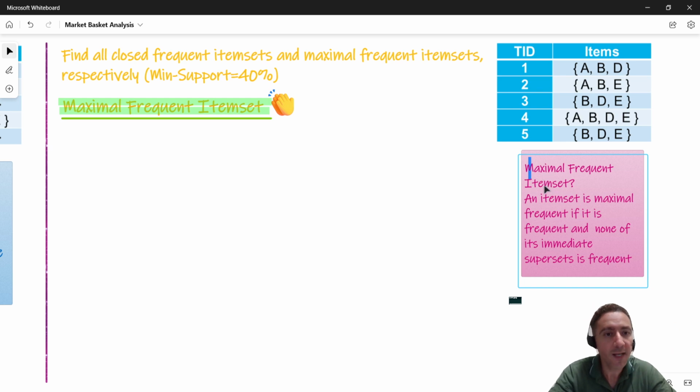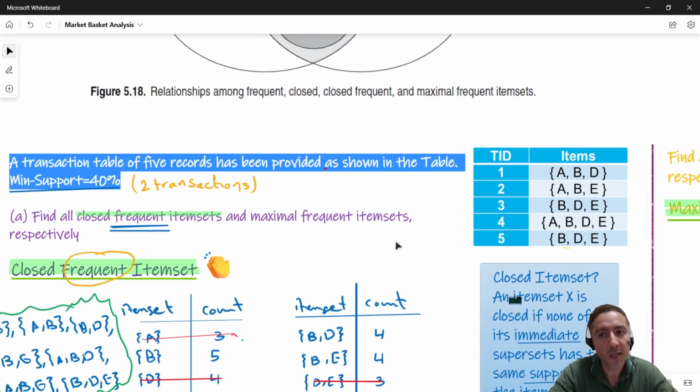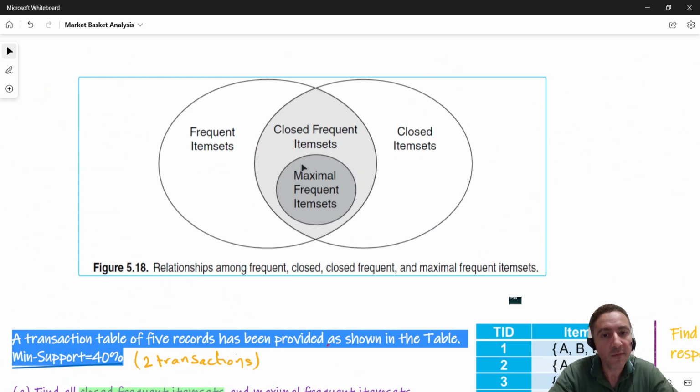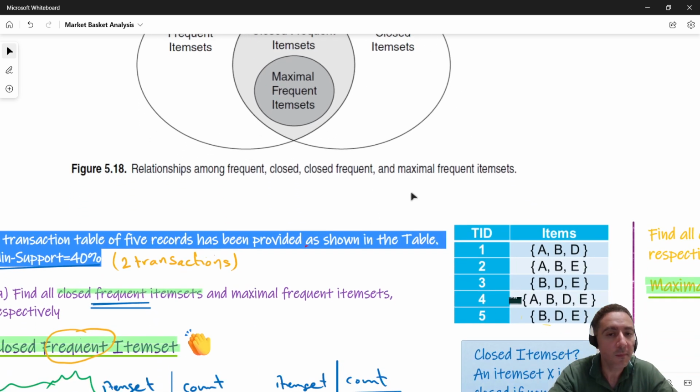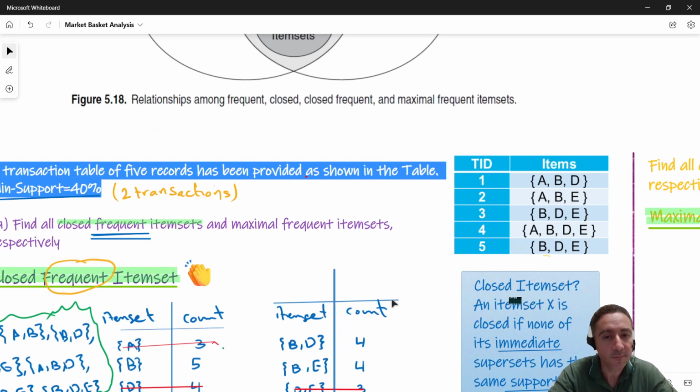Okay, so we don't have a maximal item set, just a maximal frequent item set. So the item set must be frequent, and none of its immediate supersets is frequent. That means this is like the largest item set we can generate as frequent. By the way, if we check back the figure, if you remember, the maximal frequent item set is part of the closed frequent item set. So now, since I found the closed frequent item sets, my job has become very, very easy.